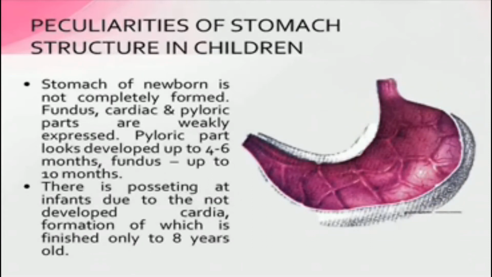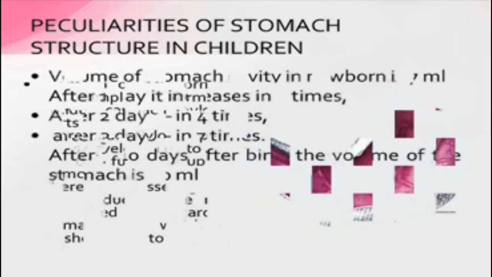Peculiarities of stomach structure in children. The stomach of a newborn is not completely formed. The fundus, cardiac, and pyloric parts are weakly expressed. The pyloric part looks developed by 4-6 months, the fundus by 10 months. There is regurgitation in infants due to the underdeveloped cardia, the formation of which is finished only by 8 years old.